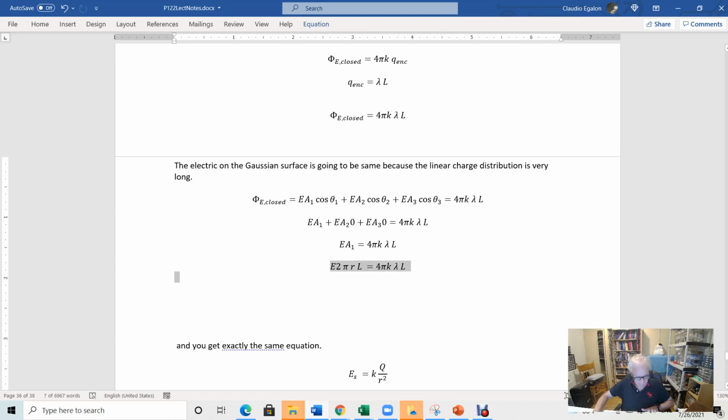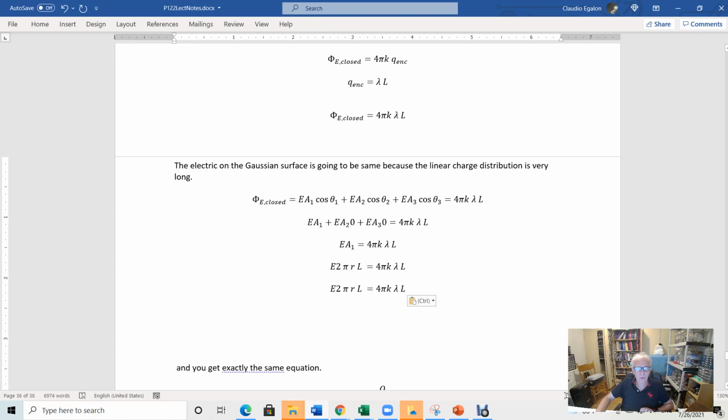And look what we find. We find that for a linear charge distribution, 2 pi cancels out. We're left with 2 only. And pass the r to the other side, and we find that the electric field decreases with the inverse of the distance.